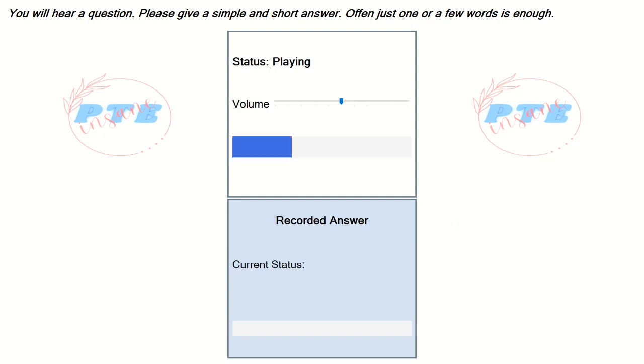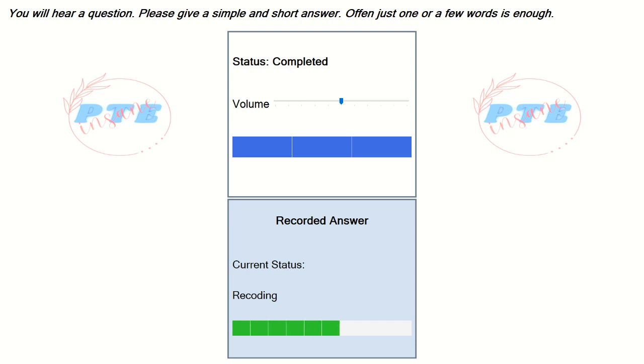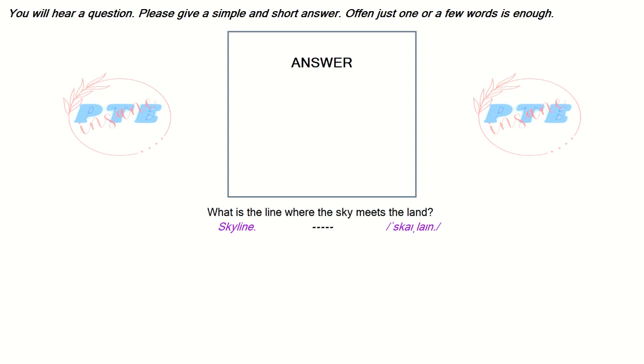What is the line where the sky meets the land? Skyline.